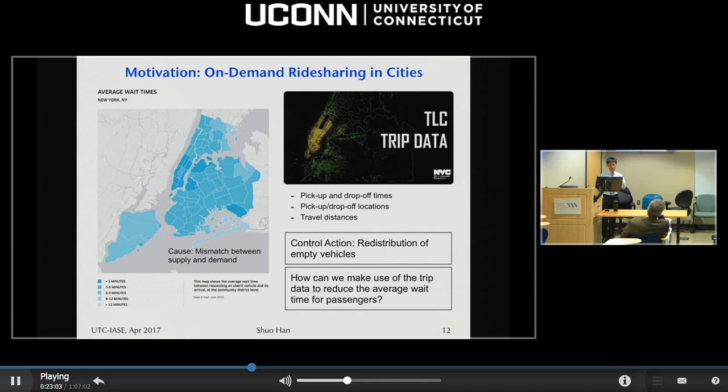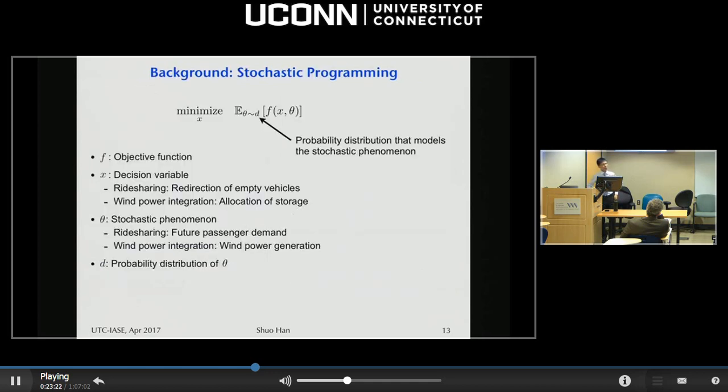But now the thing is, how would you actually rigorously make use of data to make predictions and ultimately improve the quality of service for the passengers by controlling the flow of available vehicles. So let me get a little bit more mathematical.